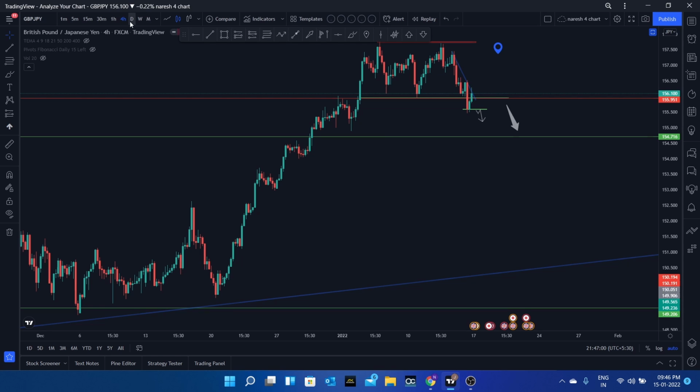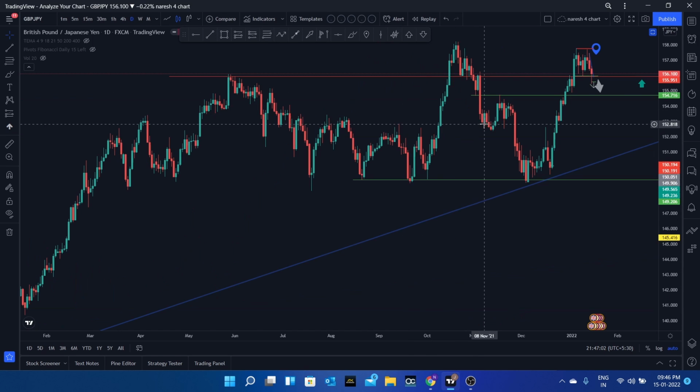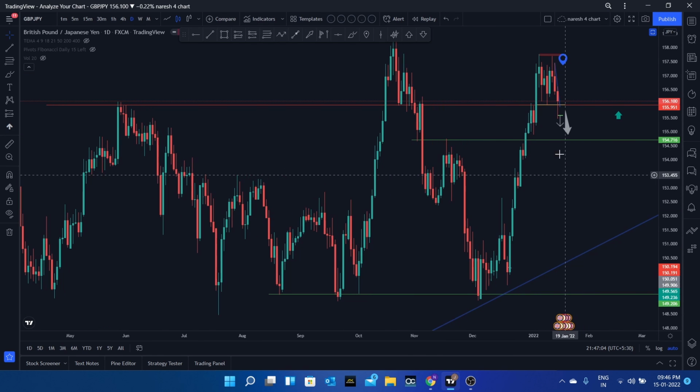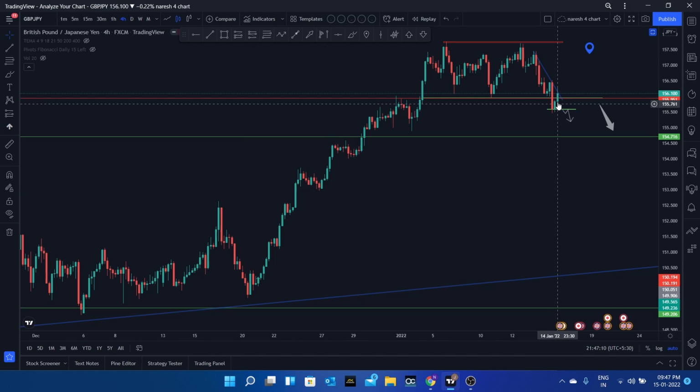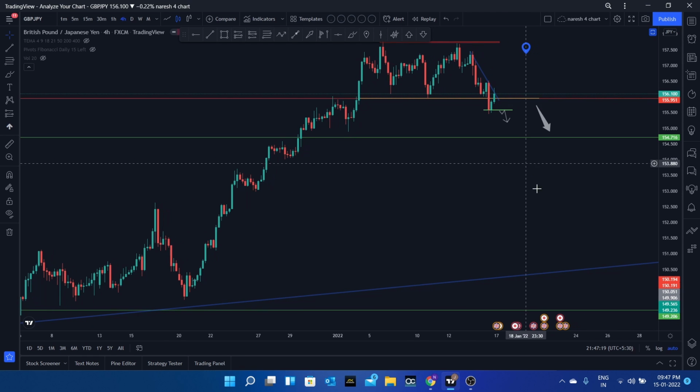We have a very good opportunity in GBP JPY, guys. It has already broken this support, and it is taking a retest in this area. If it breaks this support again, you can go for a short entry, and you can expect a very good target as well, guys.